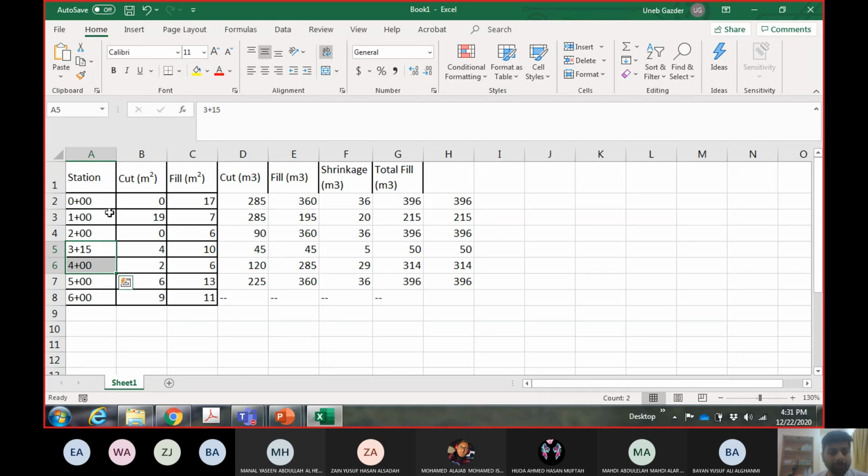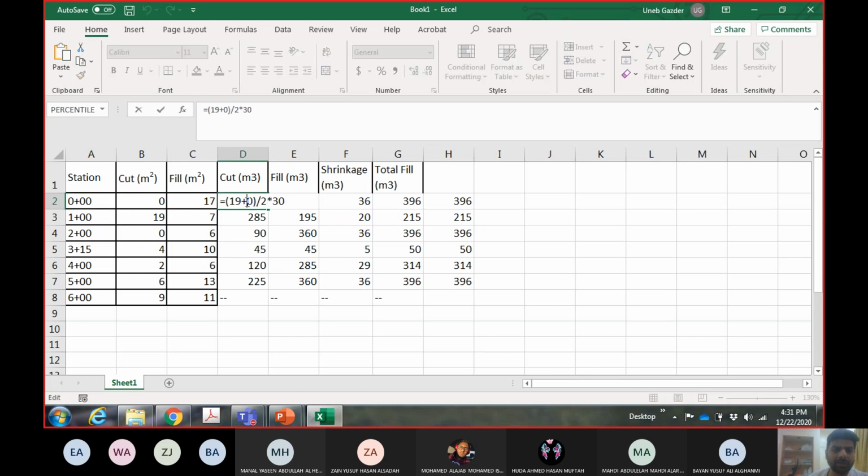Some of you made this mistake as well, that they were treating the stations in 100 feet. I don't know why. If the area is given in meters, that means the stations are also in meters, and in meters, one station means 30 meters. You don't have to convert it to 100 and then divide by 30. If the area is given in meters, the stations are in meters as well, and each station means 30 meters. So the length between the two stations is 30 meters.